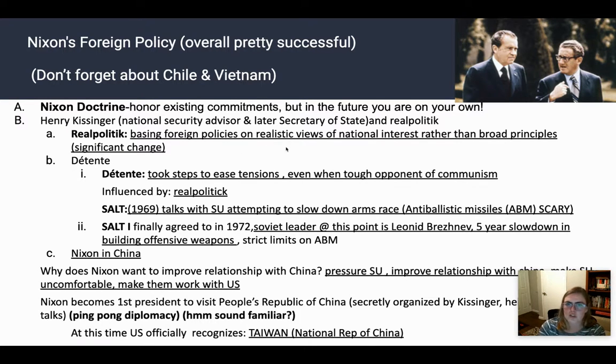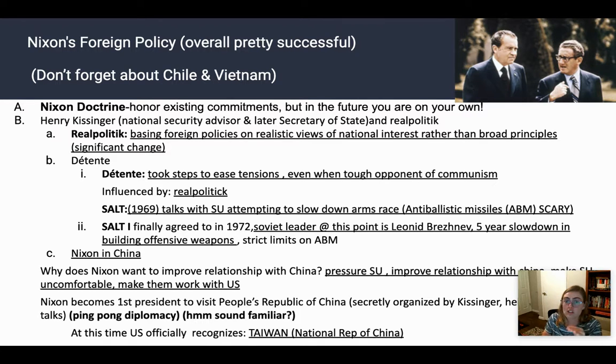Essentially, let's be realistic. Our policy should not be the same worldwide. The way that we interact with Vietnam is different than the way that we interact with Canada or Mexico. Let's make decisions based off of what is in our national interest and our relationship with that country rather than some blanket policy. So this is going to be a pretty big difference.